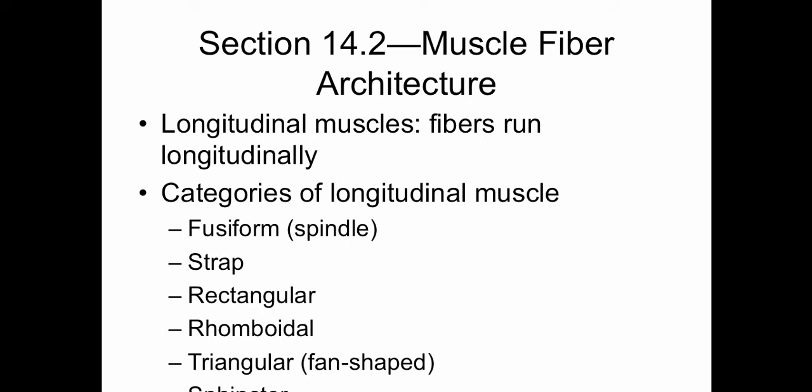Muscle fiber architecture. This is the structure of the muscle. So in longitudinal muscles, the fibers run longitudinally. There are several categories of longitudinal muscles. There's fusiform, strap, rectangular, rhomboidal, triangular, and sphincter. Longitudinal muscles are classified according to their shape, so all of these names are related to the shape of the muscle.